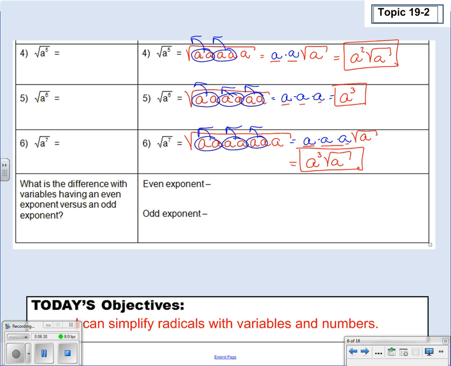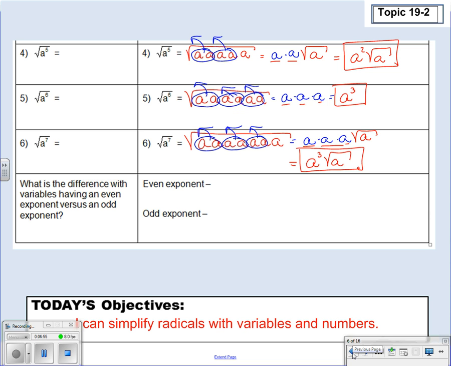So my question now is, what's the difference with the variables having an even exponent versus an odd exponent? Have you recognized the pattern? Because what we're going to see is that, right now I'm dealing with numbers that are less than 10. But if I get a to the 24th power, I don't necessarily want to stamp out 24 a's. I can definitely do that, but is there a shortcut or a pattern?